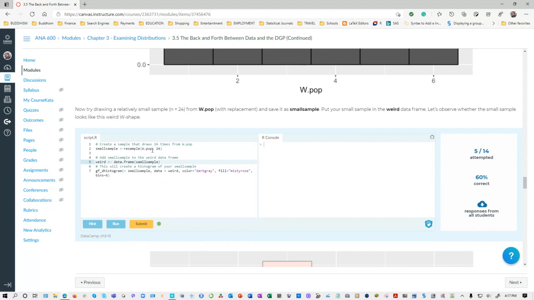it's a variable, see? The variable has been taken. It's a variable. A variable has a name, WPOP. You get some kind of numbers for this variable. From that variable, if you pick the numbers one at a time 24 times, you get a small sample. That small sample, you're going to put into the data frame. Then you get the weird data frame, resample WPOP.